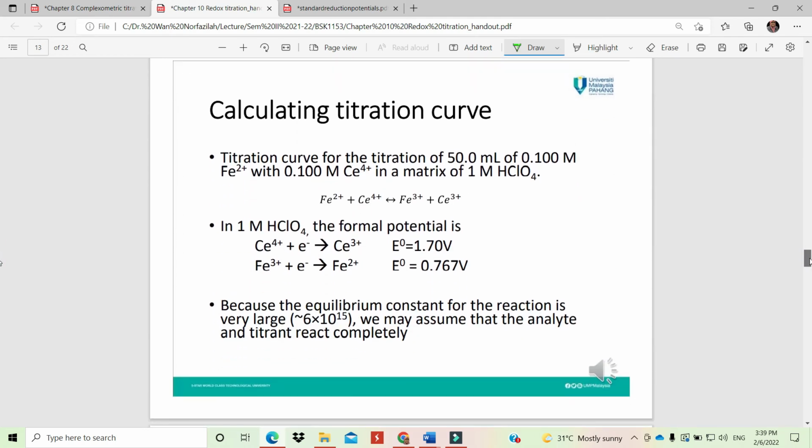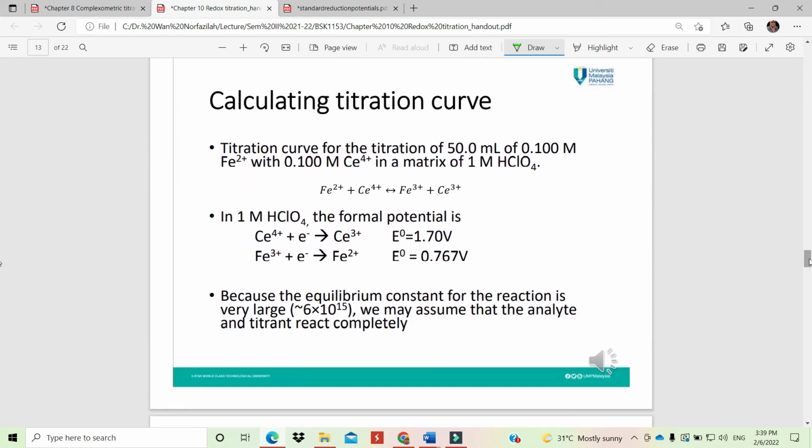So this is the calculation involved for redox titration. It is still the same, but the one that is different is the standard potential. The titration curve for titration of 50 ml of 0.1 molar iron 2 plus with 0.1 molar cerium 4 plus in a matrix of 1 molar HClO4. This is the equation given. You need to determine which one is reduction and which one is oxidation.